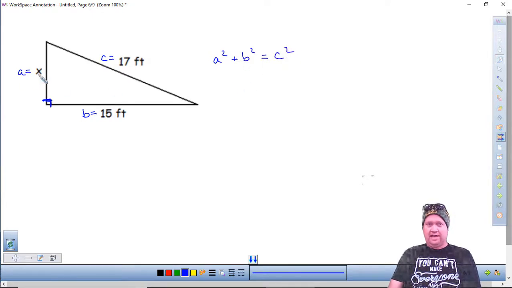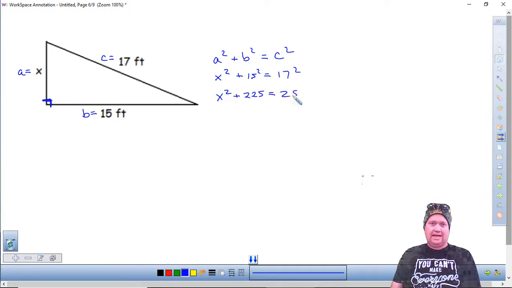And right away, I know that a is x. I don't know what that is. So instead of a squared, I'll go ahead and call it x squared plus 15 squared equals 17 squared. And if you want to use your calculator at this point, go ahead. Some of these are pretty common. After a little bit of practice, you'll probably start to memorize them. 15 squared is 225, and 17 squared is 289.